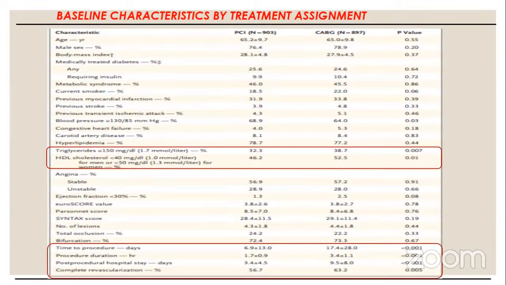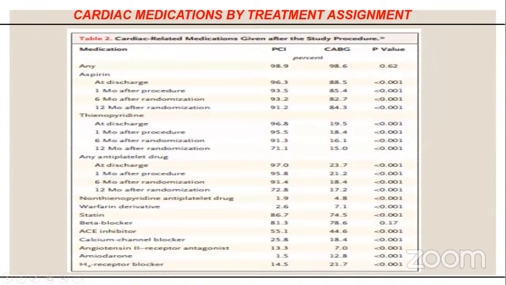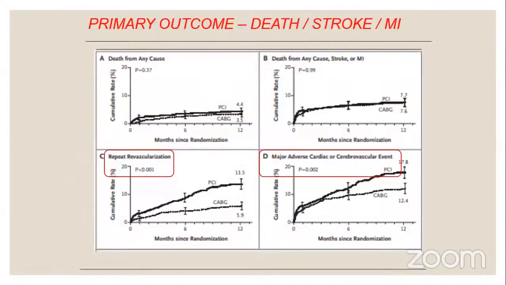Also, there was a difference between the two groups, PCI and CABG, in regard to procedure duration, post-procedural hospital stay, and complete revascularization, which favors CABG patients. Regarding the medical treatment, there was a difference between the two groups in the received medical management. Patients in the CABG group received less pharmacological treatment than the patients in the PCI group, who were consistently treated with aspirin and antiplatelets.